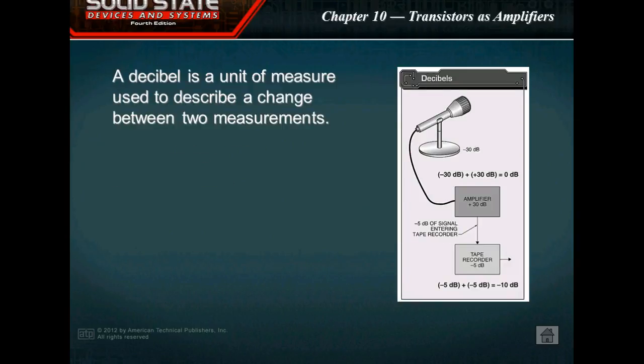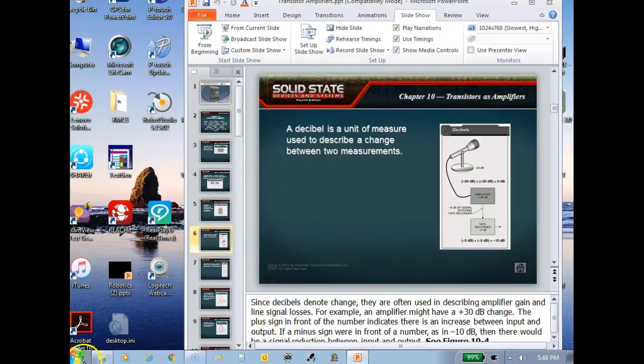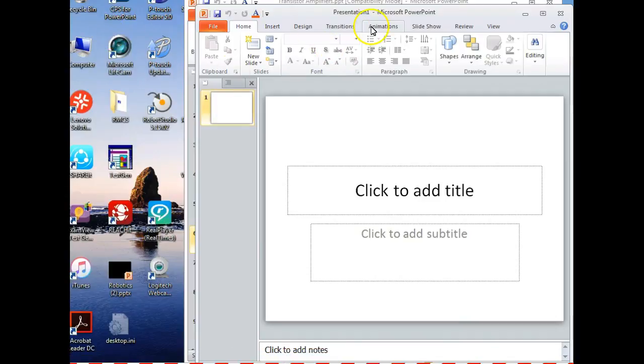Now the decibel unit, and the book doesn't do a real good job on it. What I'm going to do is open up another PowerPoint that's solid white so I can draw on this. Now, why do you learn engineering notation?